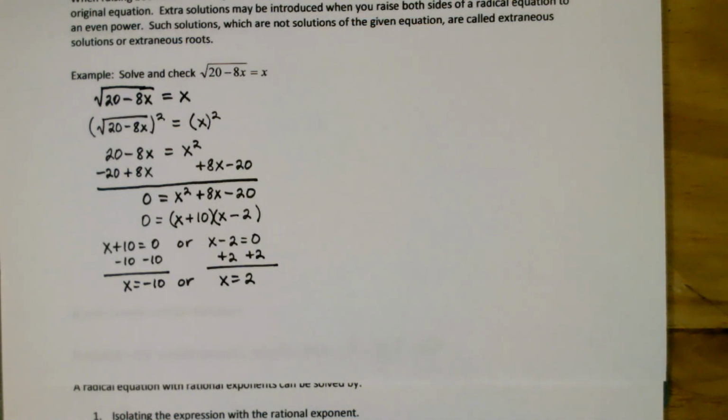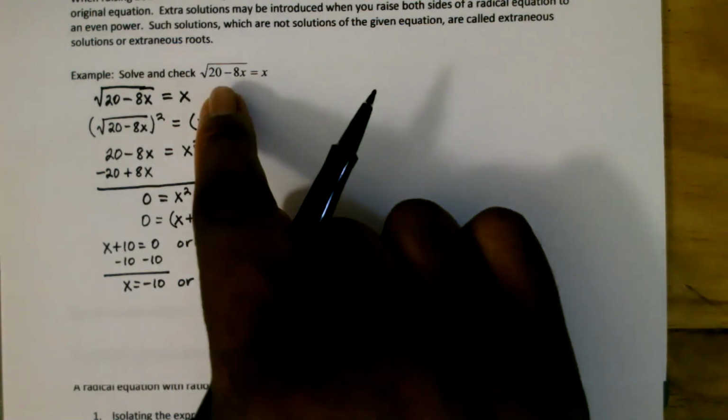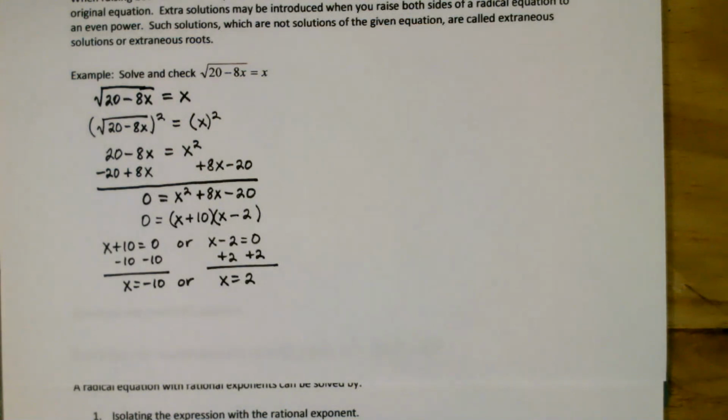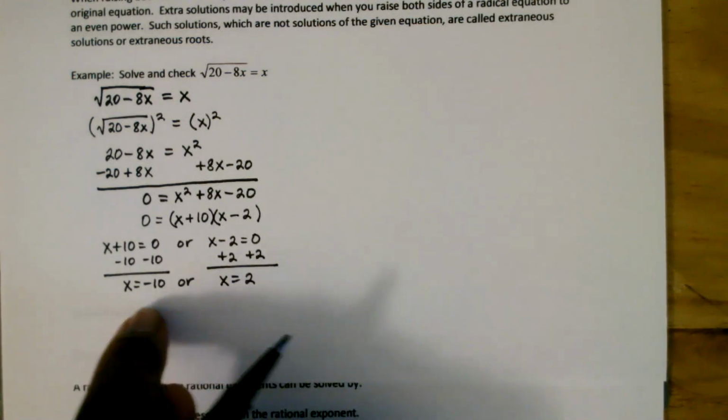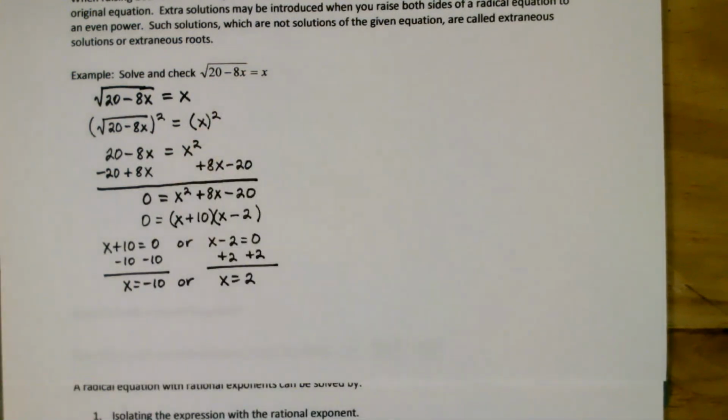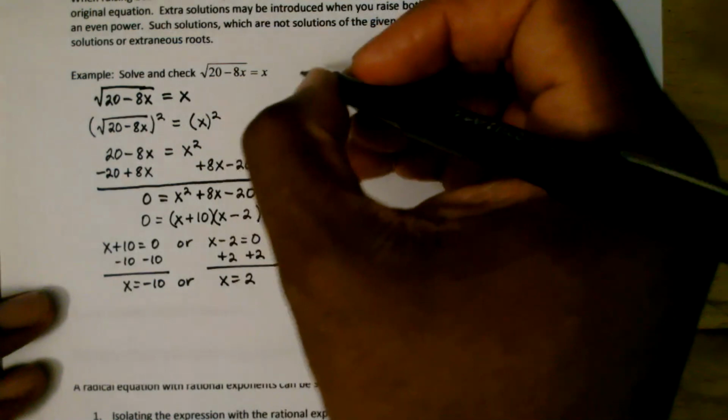Those are not the actual solutions, because notice in this original equation, the highest exponent is a 1. That means that there is only one solution, and one of them has to be the real solution to that radical equation. So here is where we do the check.